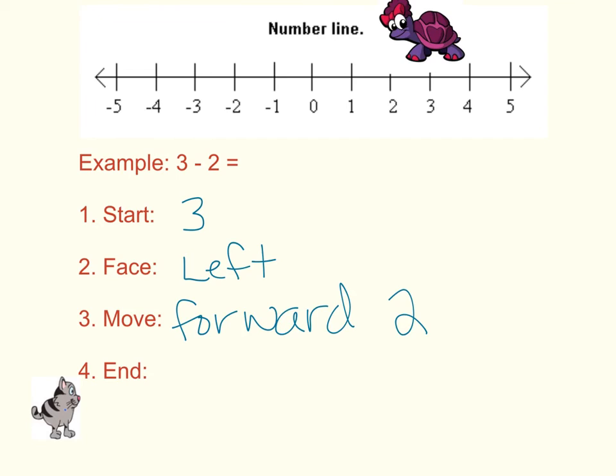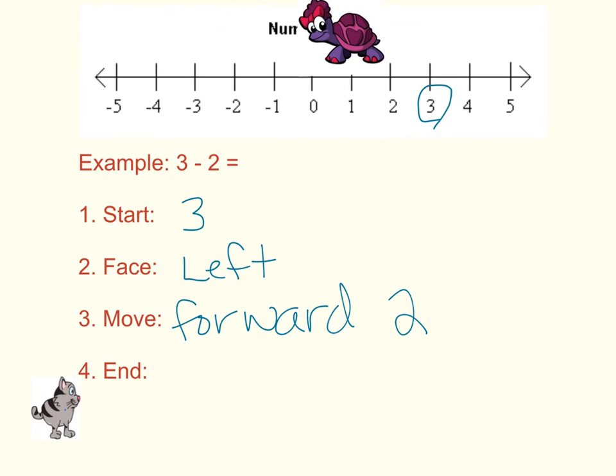So just to recap, we were starting at 3. We were facing left, and we need to move this turtle forward 2. So 1, 2. When we move this turtle forward 2, we end up at +1, which we already knew, that 3 minus 2 is 1. But I wanted to show you with a problem that we knew. Now let's try one that we wouldn't have known.